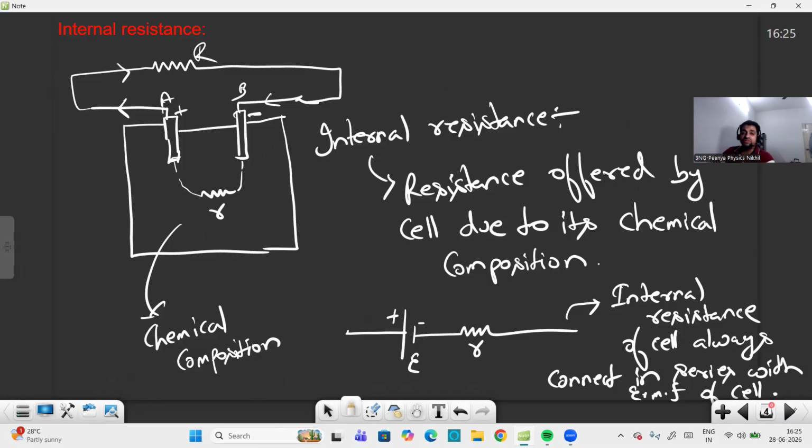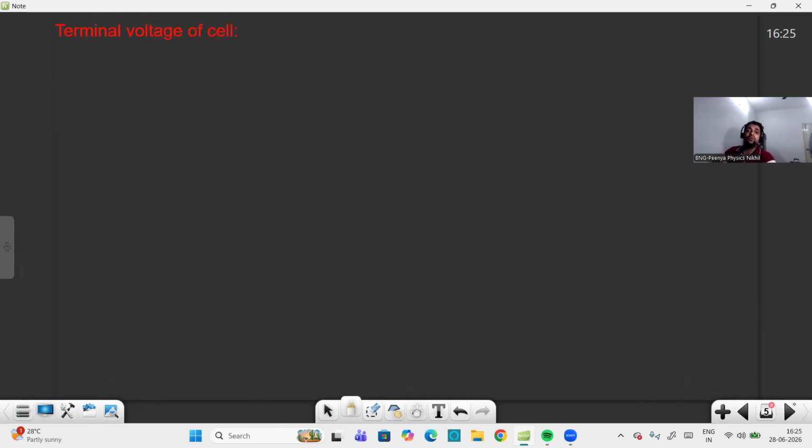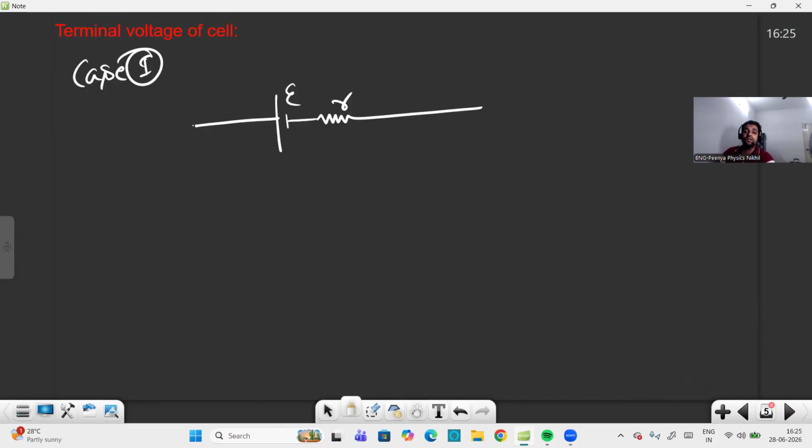Now, next one is terminal voltage of a cell. So we will discuss the terminal voltage of a cell in different cases. So case 1. In this case, for example, there is a cell of EMF E and its internal resistance is R, connected in series, and terminal points are A and B. Now we can take an example when we are charging our phone.